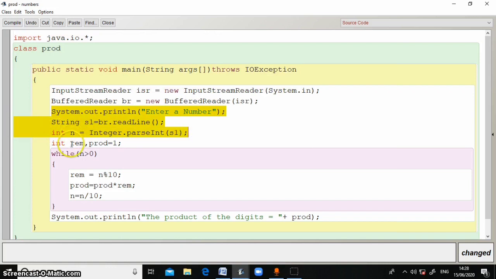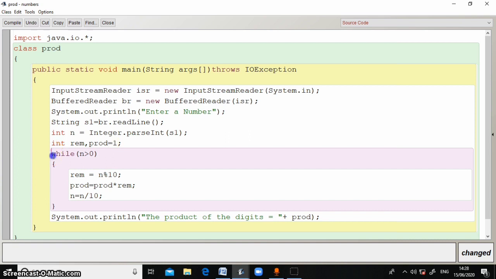We will be using two variables, rem and prod. Rem is used to extract each digit and store it. Prod is used to calculate the product of the digits, and you have to take note here that prod should be initialized to 1, otherwise the program execution will go wrong.